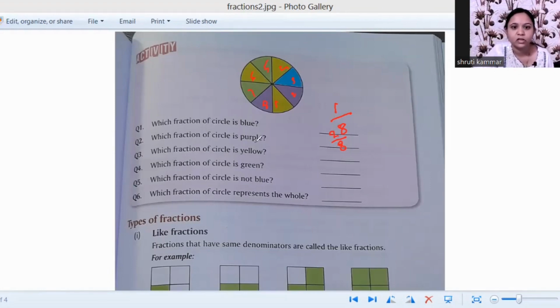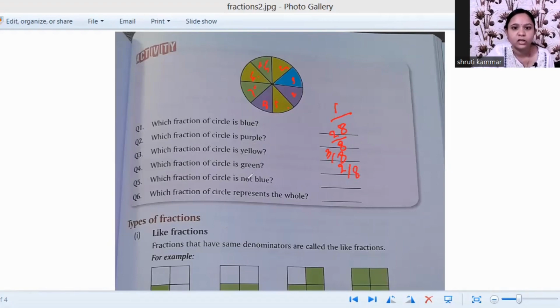Which fraction of the circle is yellow? Count 1, 2, 3. So 3/8 of the circle is yellow. Which fraction of the circle is green? Count here 1, 2. So 2/8 of the circle is green.